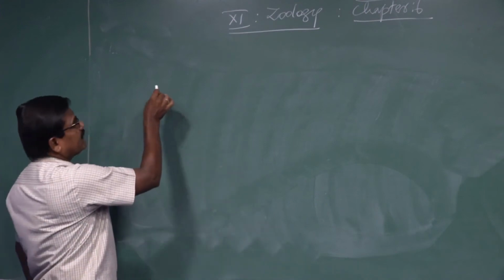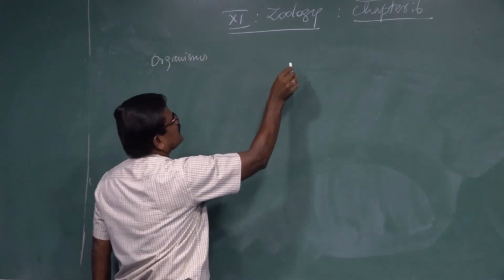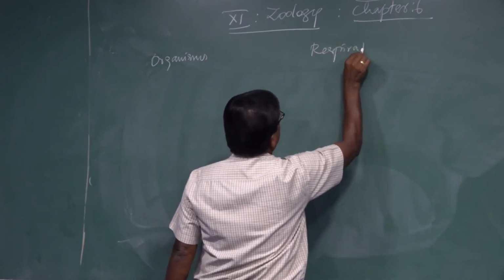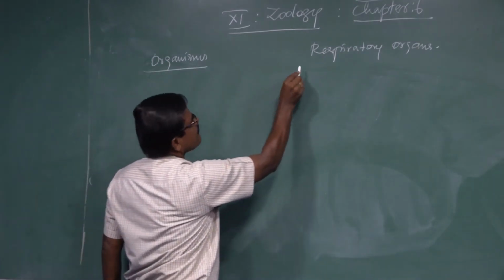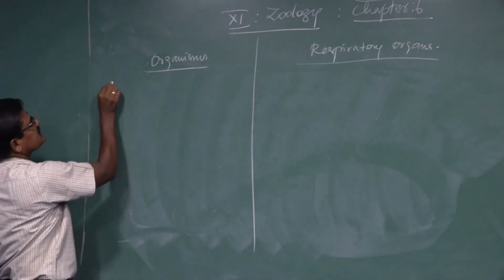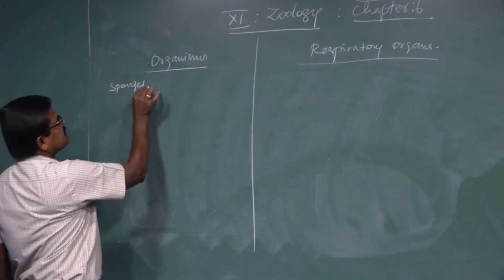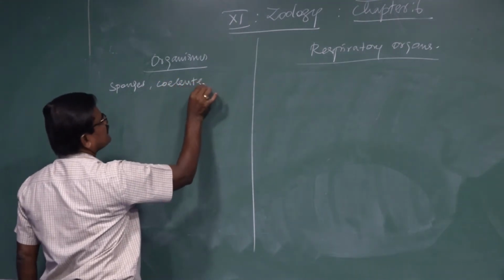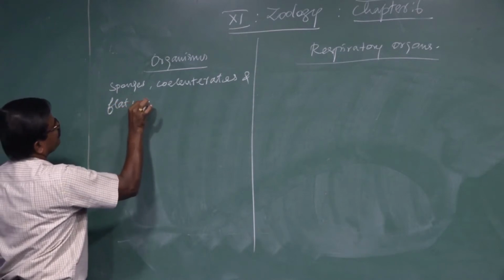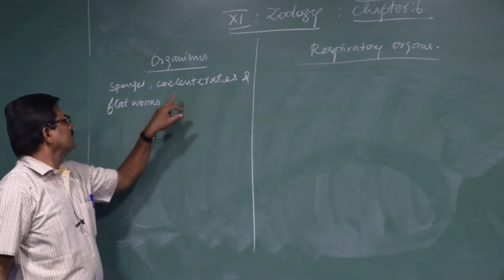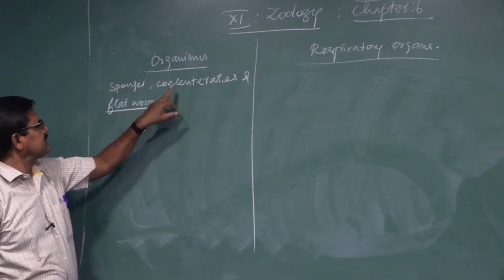Now we will see respiratory organs of some animals. First, see the sponges. Sponges, you know that it comes under the phylum Porifera. Then coelenterata and flatworms. Coelenterates, for example, sea anemone. Flatworms come under the phylum Platyhelminthes.